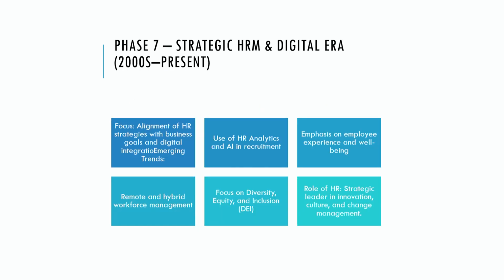Phase 7, which is even more prevalent in today's time, is the strategic HRM and digital era. Here, the focus is on alignment of HR strategies with business goals, digital integration, and use of analytics and AI in various functions, prominently in recruitment. Emphasis on employee experience and well-being, as it was in the first phase also, in order to have good mental health, because that is also a challenge in today's time.